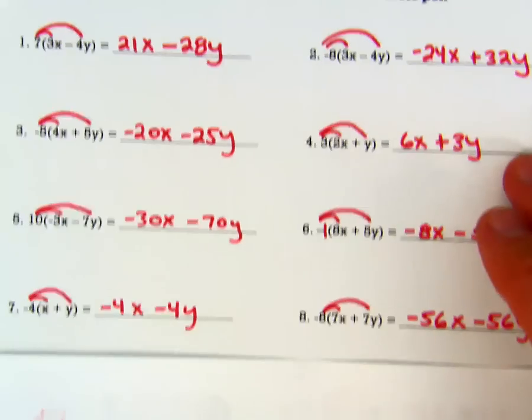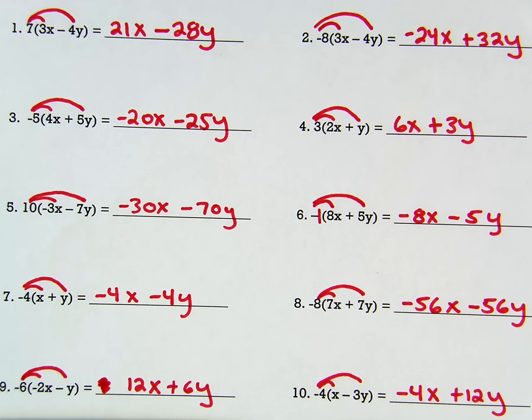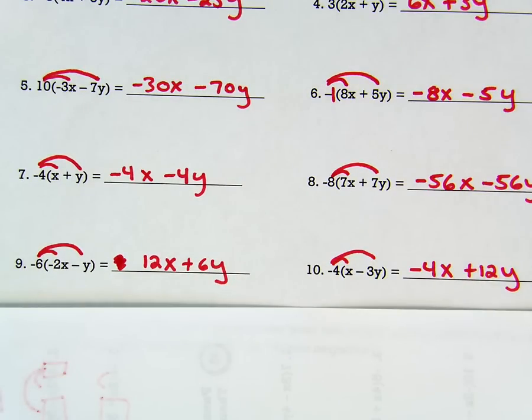Number 7, negative 4x minus 4y. Number 8, negative 56x minus 56y. Number 9, 12x plus 6y. And then we have number 10, negative 4x plus 12y.